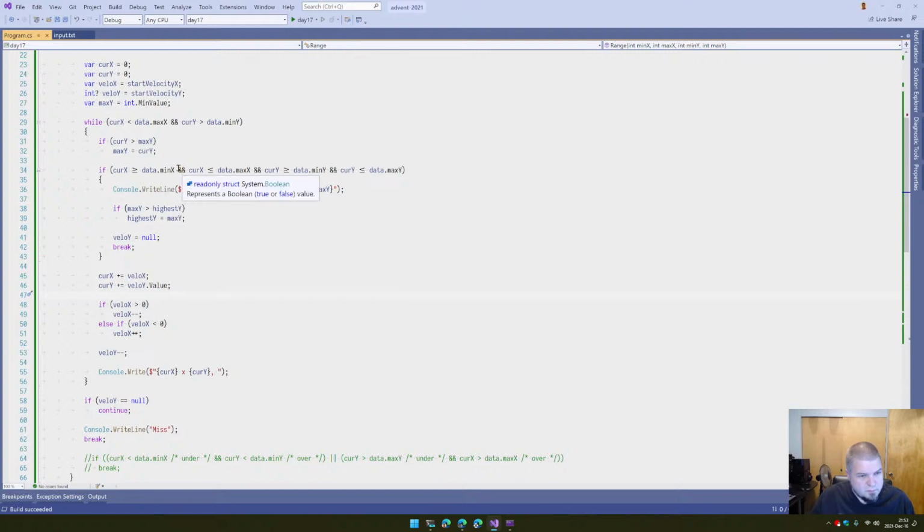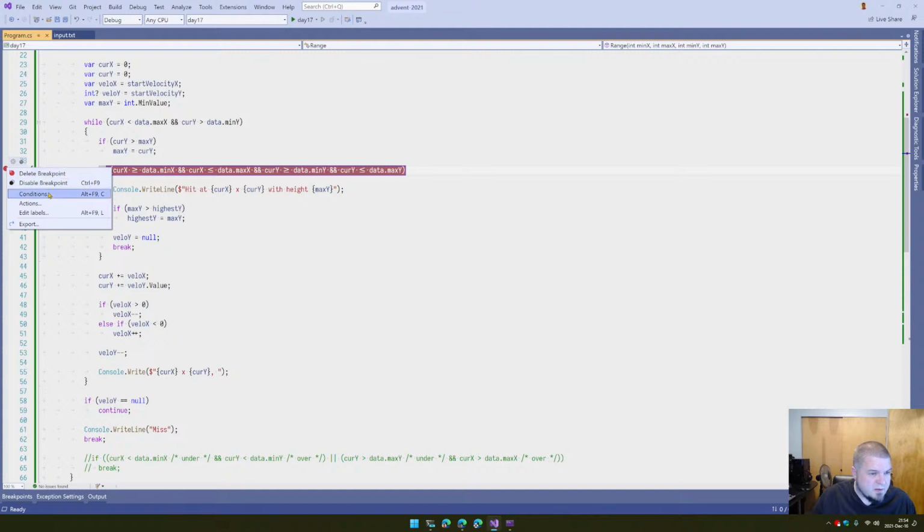So 21 will be in between 20 and 30. So current x, 21, it will be greater than or equal to the min, will be less than or equal to the max. Current y is negative 10. That will be greater than or equal to the min and less than or equal to the max. Because it's negative 10. Yeah, I don't understand this. Why doesn't this hit this condition?